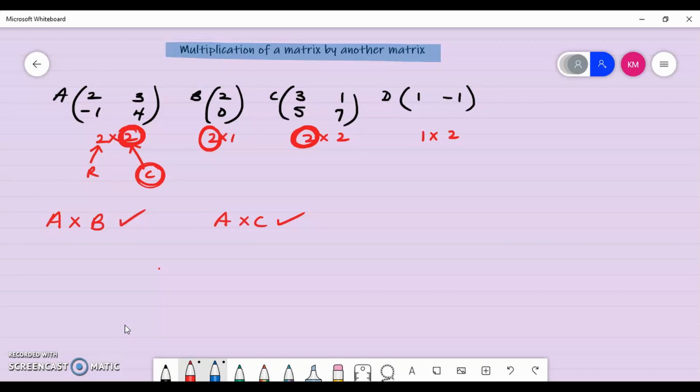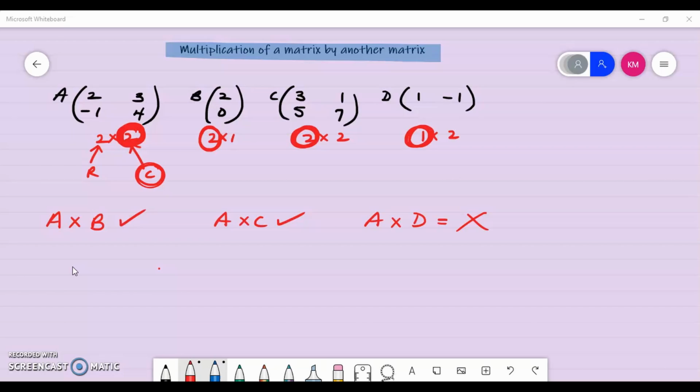What about matrix A by matrix D? Again, let's examine the number of columns of matrix A and the number of rows of matrix D. I am saying that they are not equal, so this cannot happen.